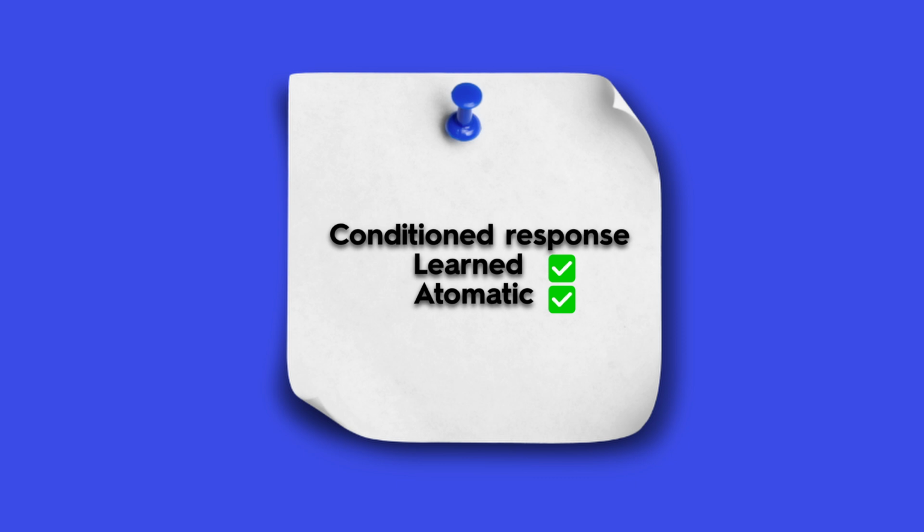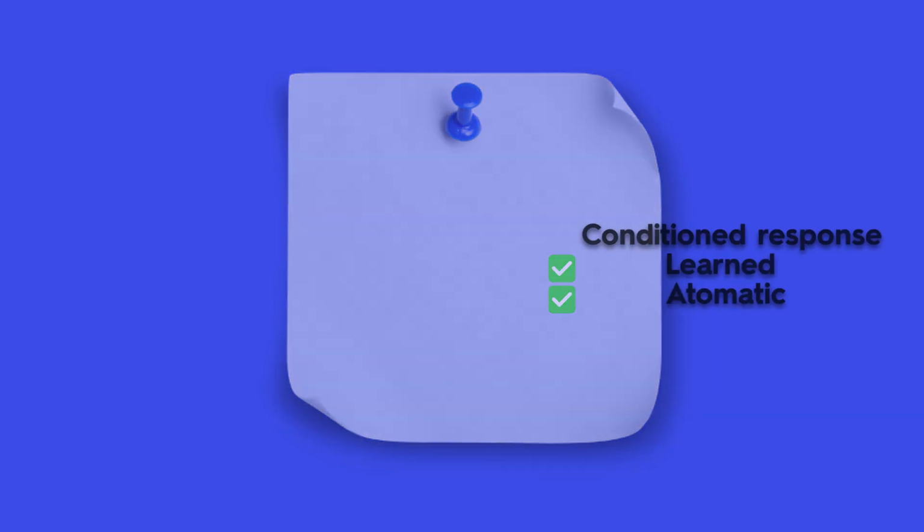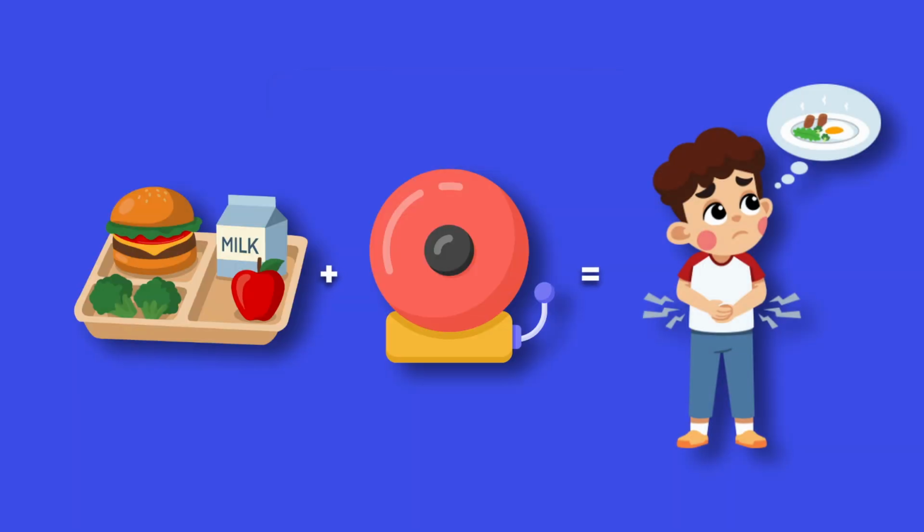A conditioned response is learned, but it's still automatic. You don't consciously decide to feel hungry when the bell rings. The reaction has been formed through association and now fires on its own.